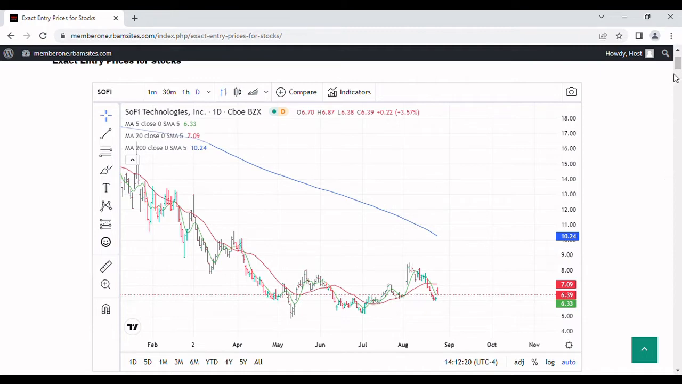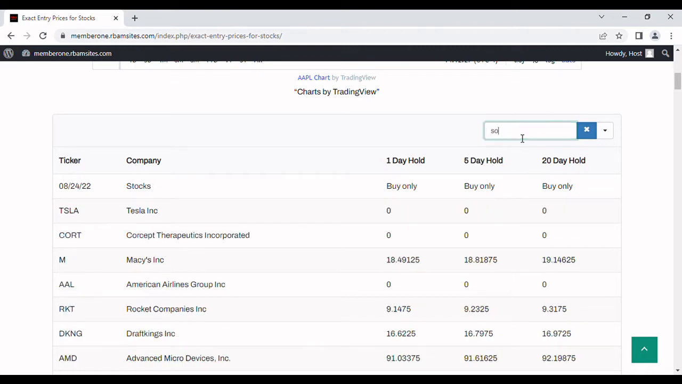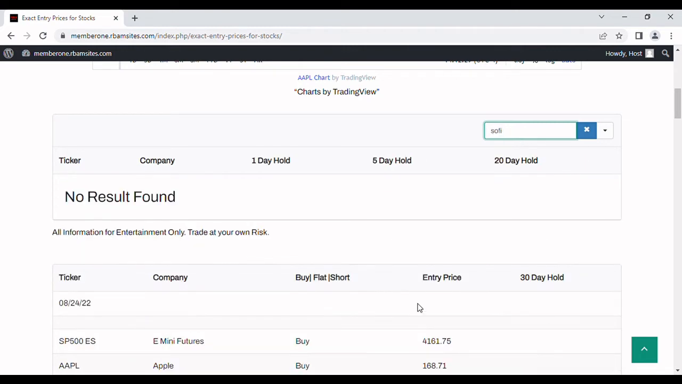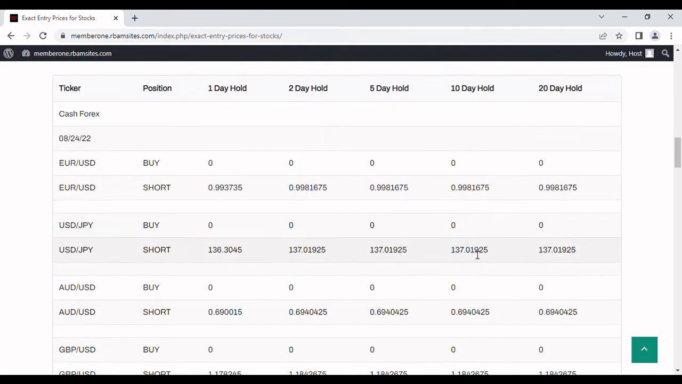Let's take a look at this and see if RBAM Research covers this stock. I do not think it does. Let's take a look here. SOFI is the ticker, and we do not cover it. RBAM Research puts out algorithmically generated prices every day, Monday through Friday, and that's what these are.